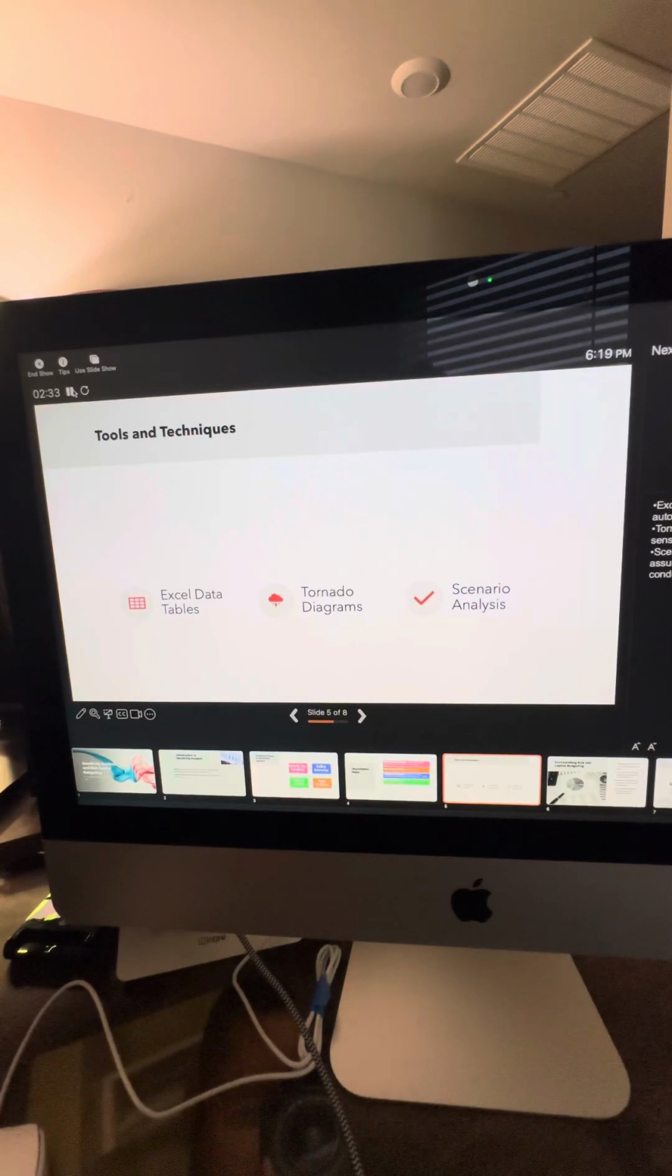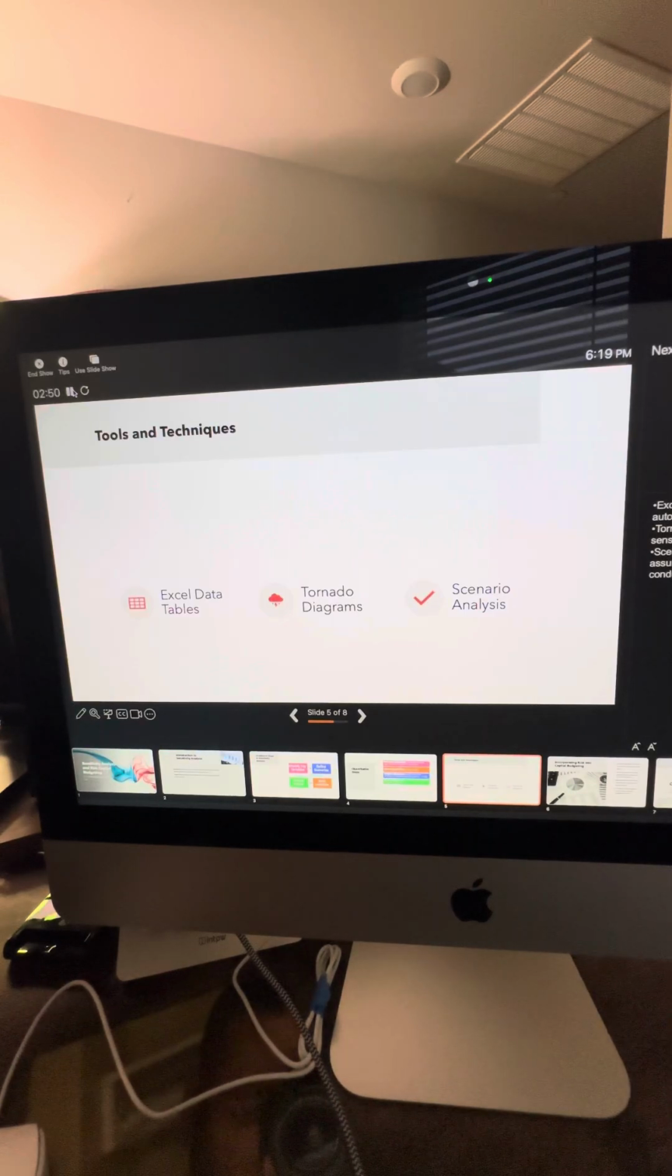Tools and techniques. First, we have Excel data tables. These can be used to create data tables that automatically calculate the impact of changes in variables. Next, tornado diagrams. These diagrams visually represent the sensitivity of different variables.